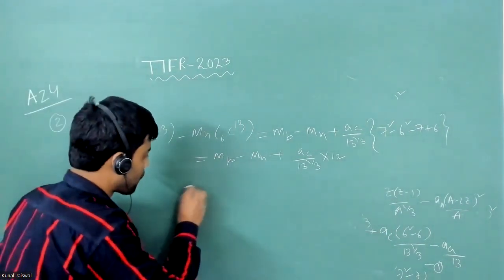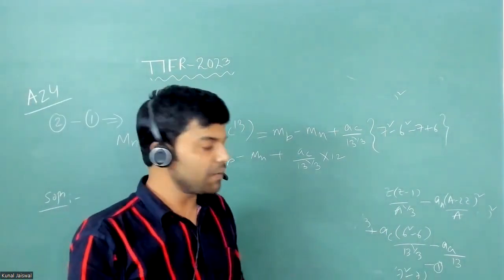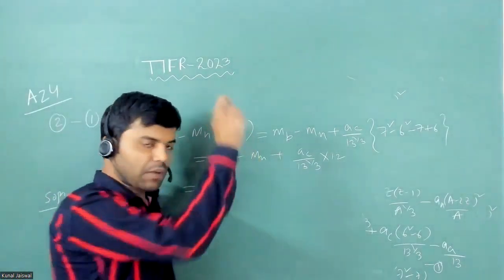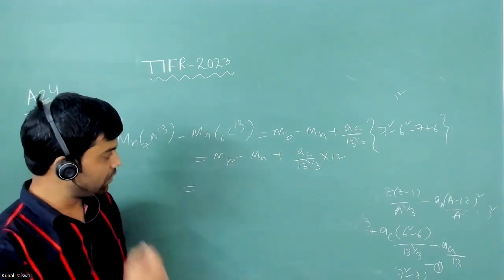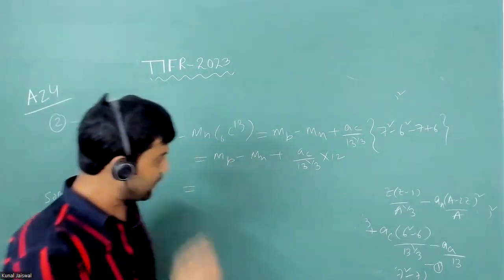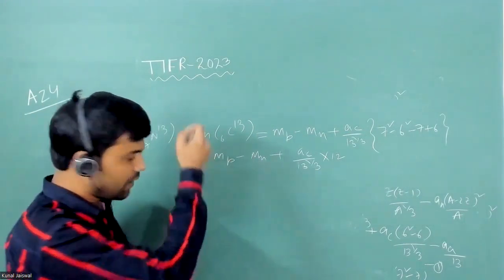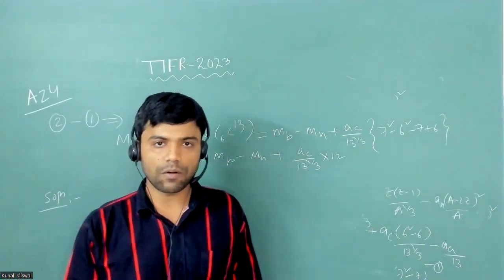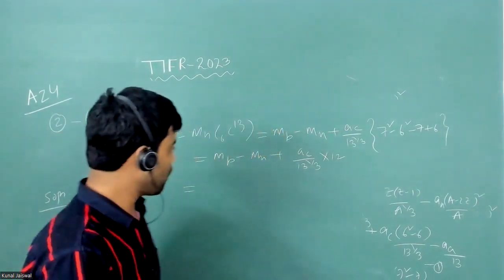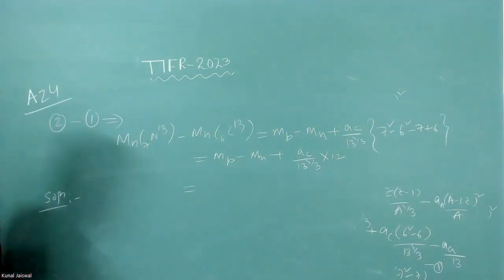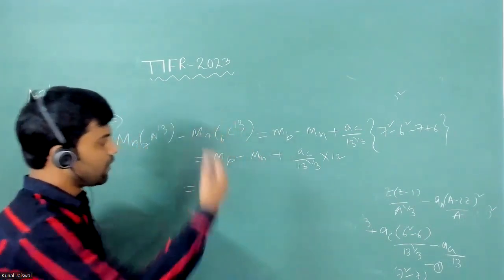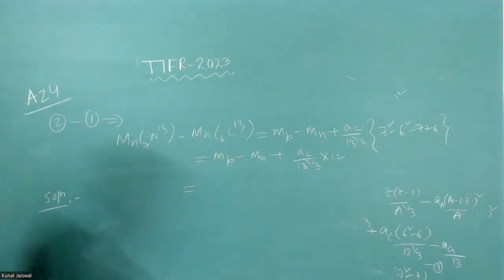Most students made a mistake in this question because they took the mass of the proton and the mass of the neutron to be the same, and they obtained the wrong option. In reality, the mass of a neutron is slightly higher than the mass of a proton because of its composition. A neutron is made of 2 down quarks and 1 up quark, whereas a proton is made of 2 up quarks and 1 down quark. Generally, the down quark is heavier than the up quark.